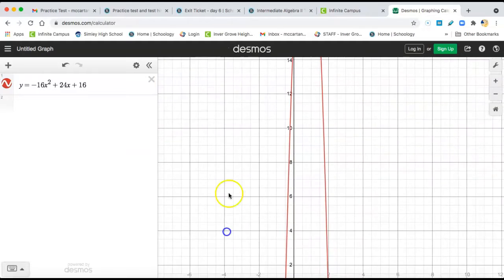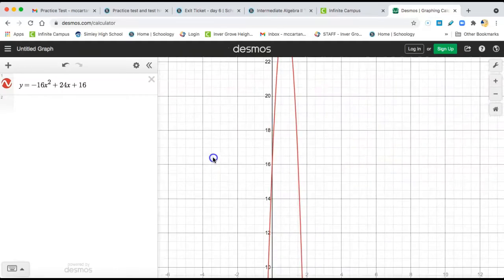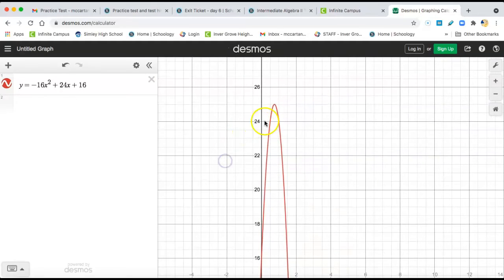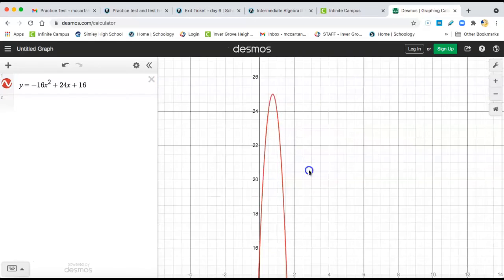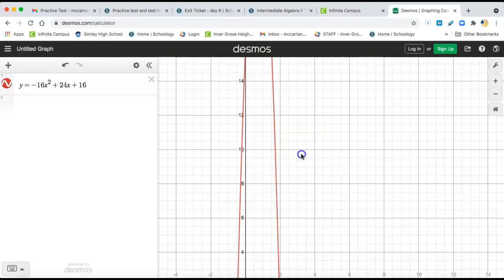And guys, the first problem asked, how long does it take to get to the top? Well, right there's the top. Click on that. How long did it take? Guys, the x is the time, and the y is how high it went. It went up 25 feet, but it took 0.75 seconds to get to the top, the maximum height.